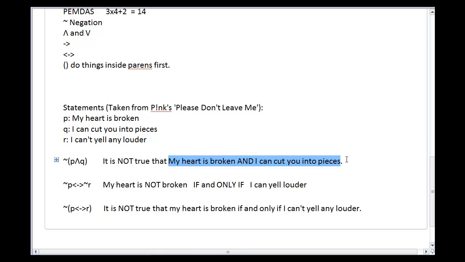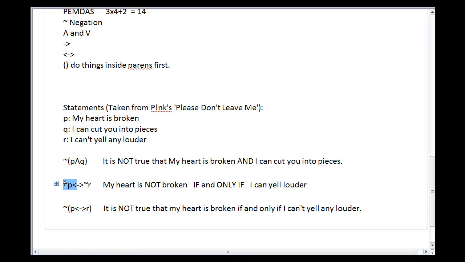The whole part that I've got highlighted here is the part that's not true, which means, incidentally, for our logic, and you'll see this when we get more into section 3.3 and later, maybe my heart's broken, maybe I can cut you into pieces, but I can't do both together. If my heart's broken, maybe I'm too depressed to go cutting people into pieces. Okay, so that's where this not true part comes in.